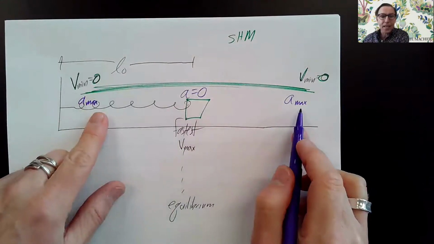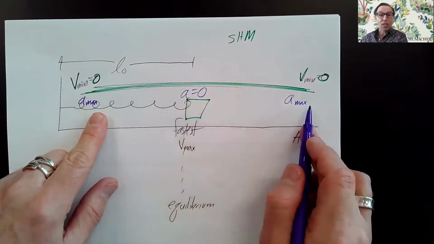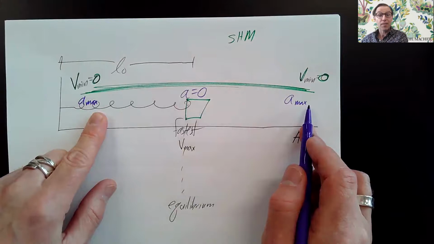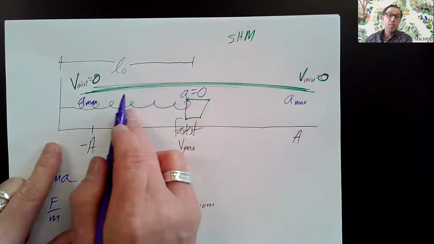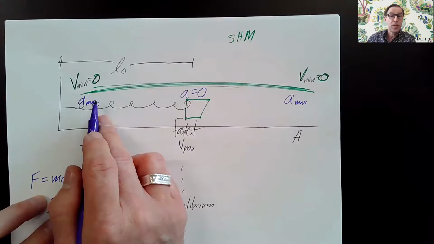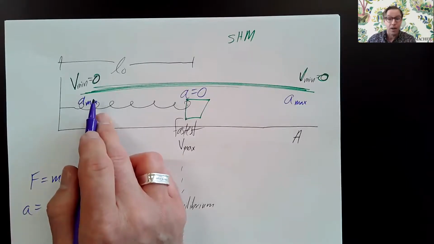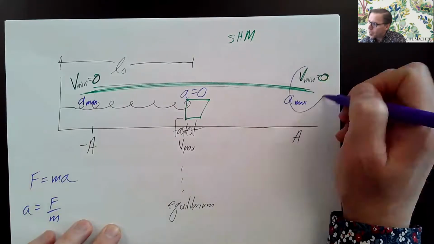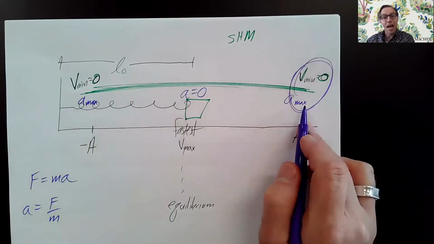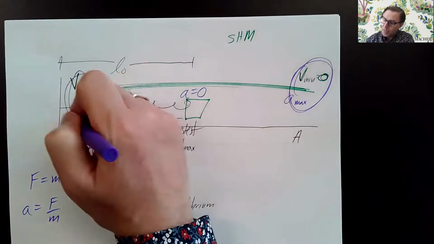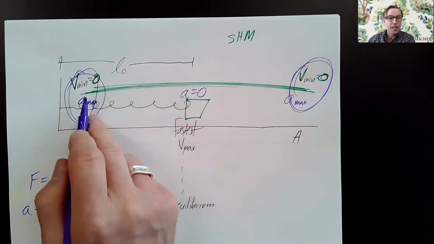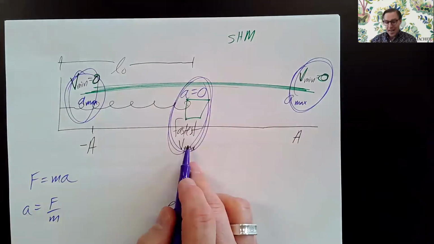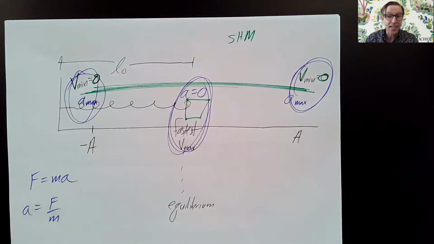I have big acceleration because the spring is stretched really far, and therefore the spring is pulling really hard. Over here, the spring is compressed really far, so the spring is pushing really hard, and therefore I have a lot of acceleration. Isn't that interesting? Where the speed is 0, but I have maximum acceleration. Here, the acceleration is 0, and I have my maximum velocity.